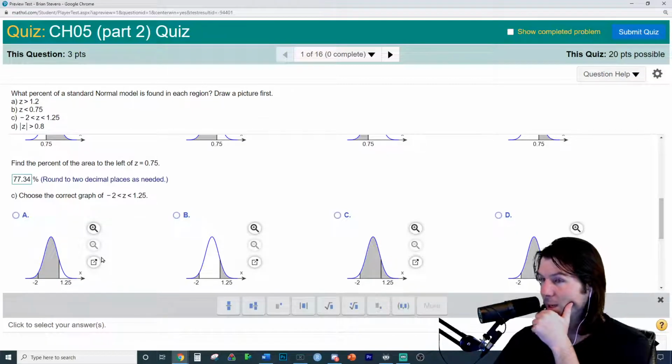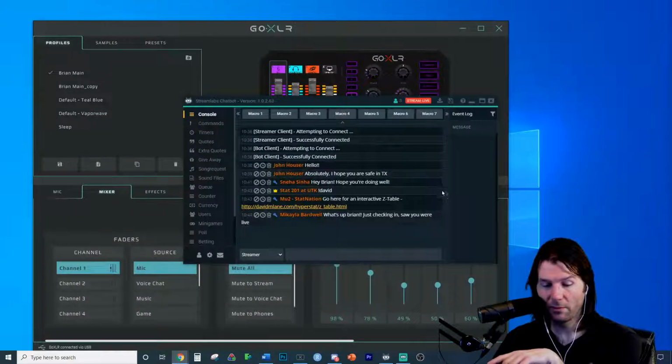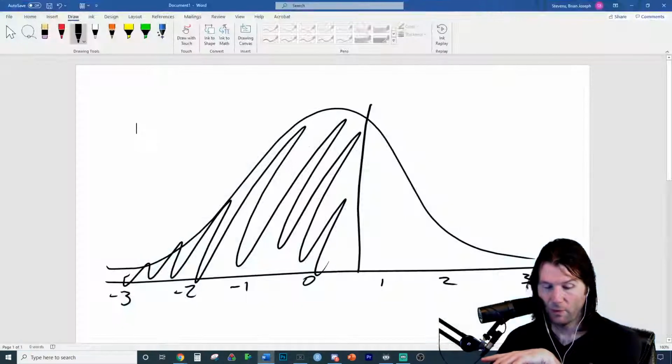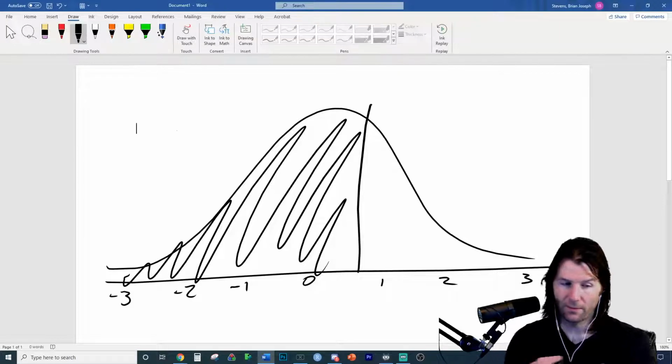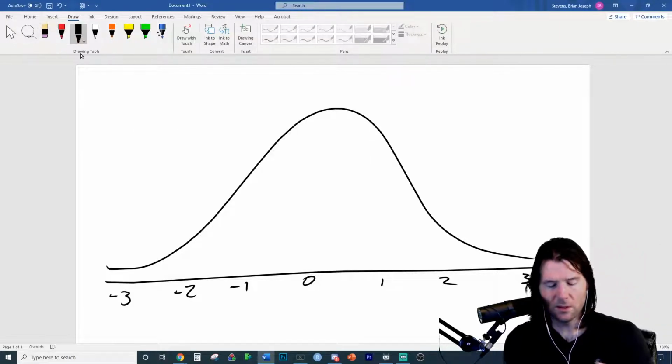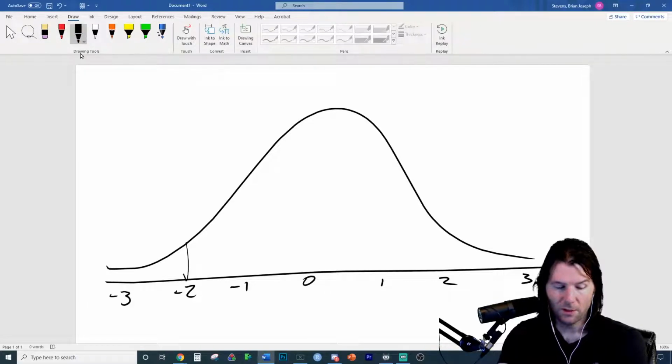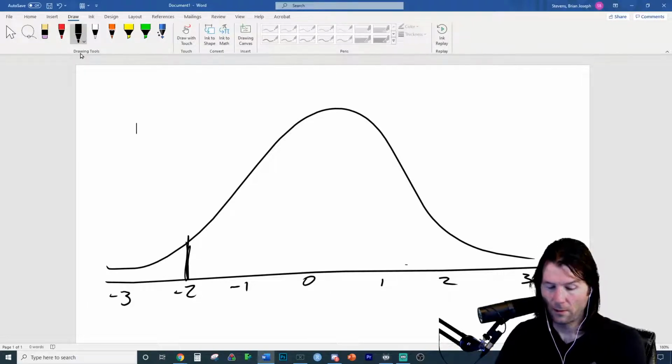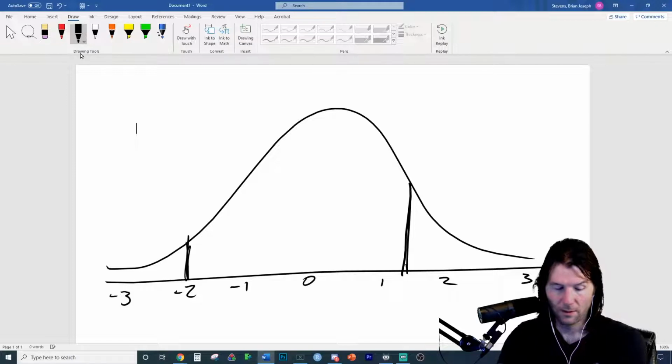So now we go right here and we do the next problem. It says, this is going to be between a z-score of -2 and 1.25. We can get super close to this one. This is a tough one, though. -2 is here. 1.25 is here.